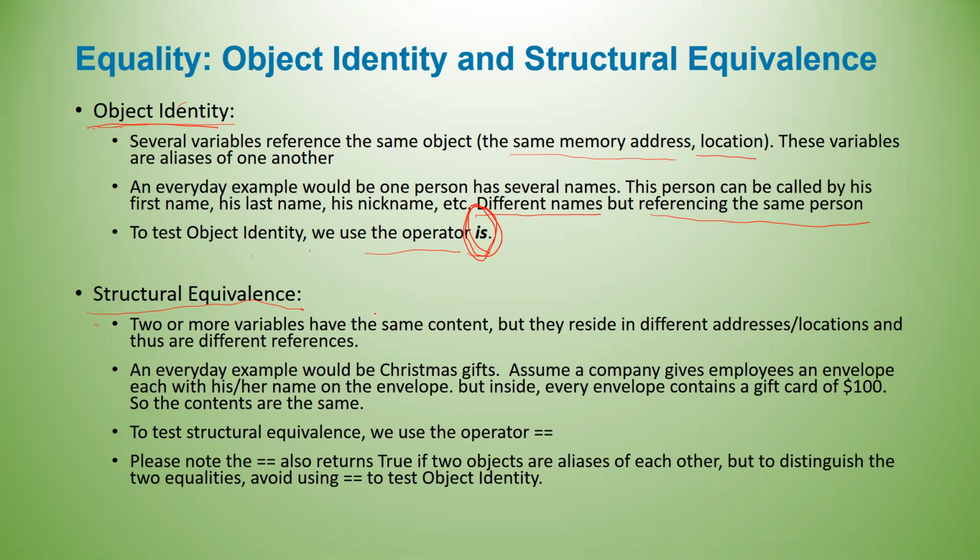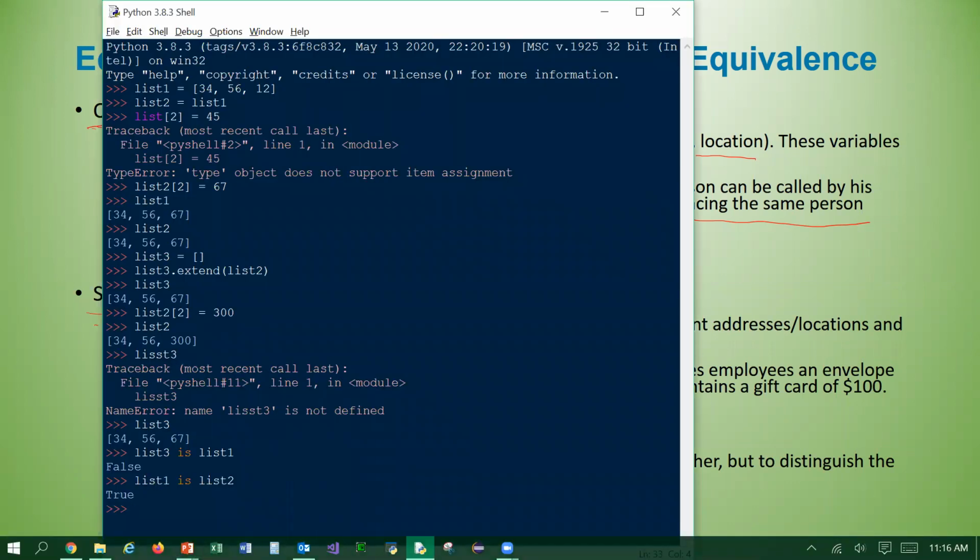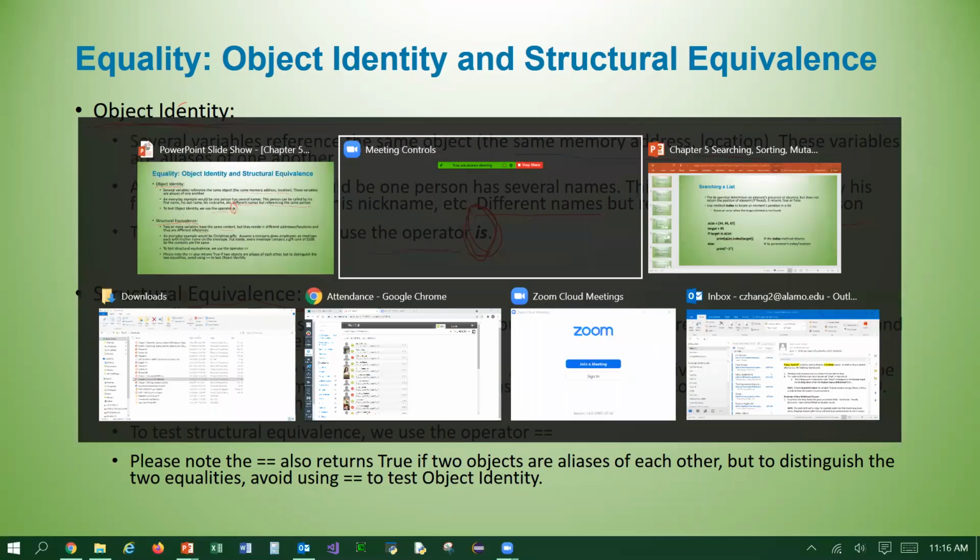Now, the next equality is structural equivalence. Structural equivalence means two or more variables have the same content, but they reside in different addresses, locations, and thus are different references. So once again, let's do that. List 1 is this, right? I need to close this and let's just do it again.